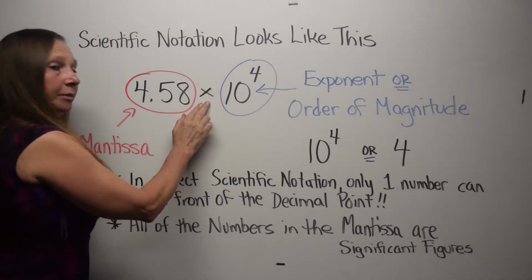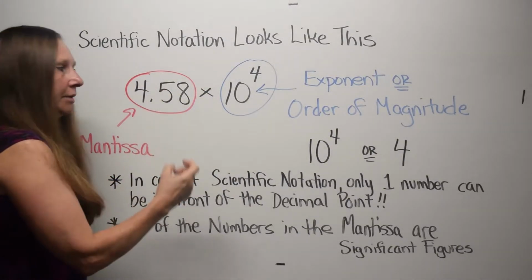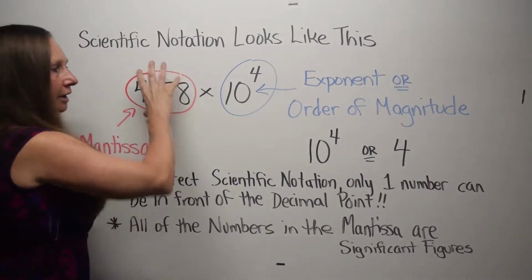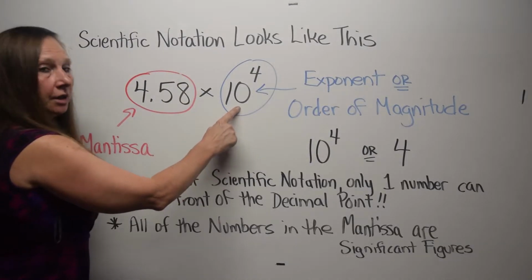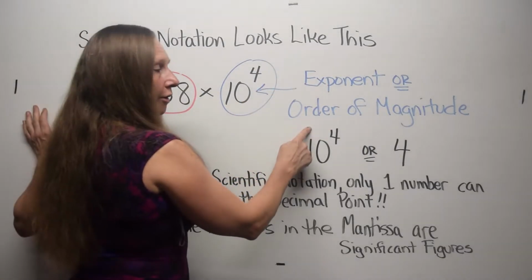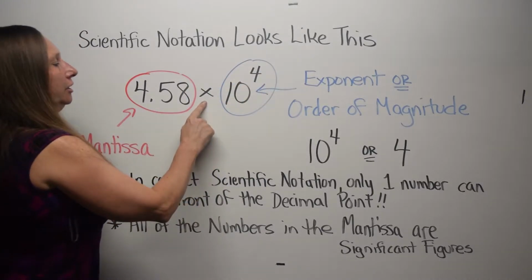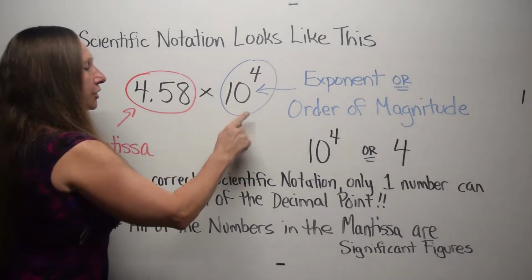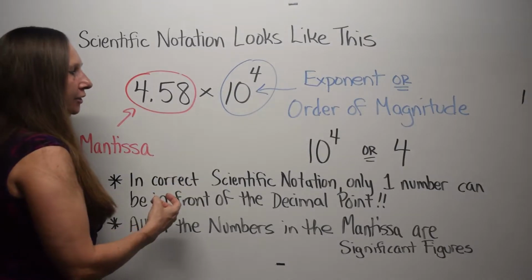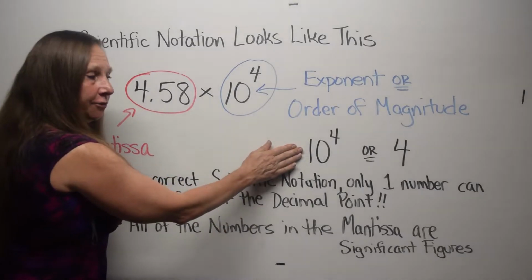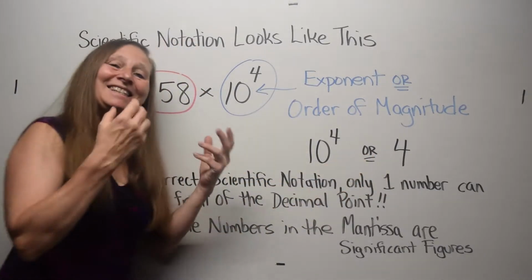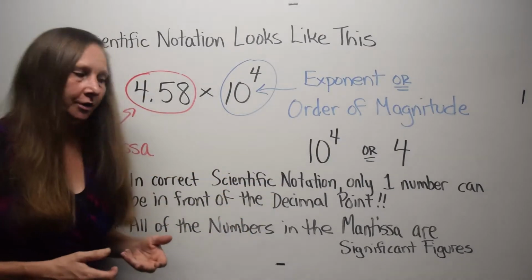Now, you have a multiplication sign, which literally means that the mantissa, the front part, is multiplied by this, the exponent or order of magnitude. So behind the multiplication sign, you have the exponent or order of magnitude. You can think of it as 10 to the 4th or as 4 with the 10 to the understood.